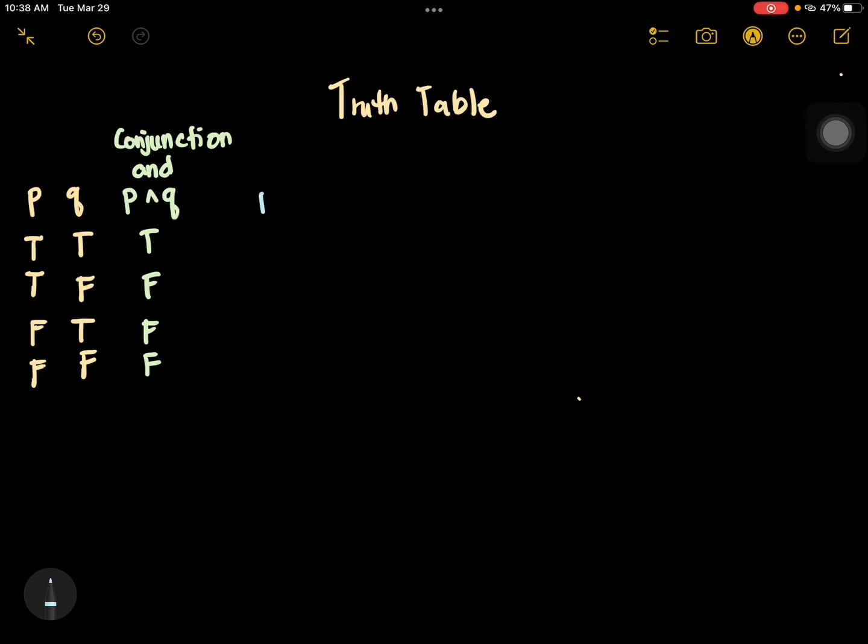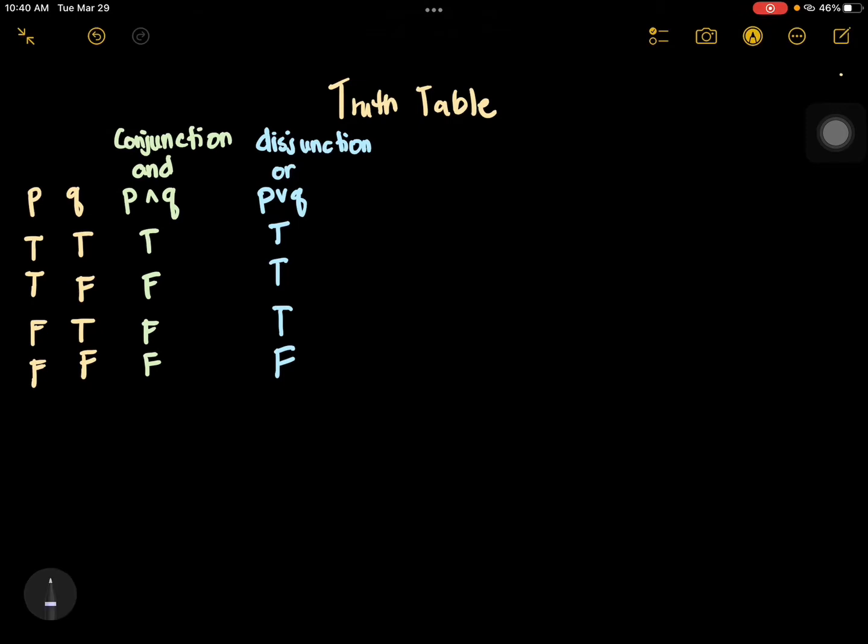Okay, next is P or Q. This is or, which is disjunction. The disjunction of two propositions is false only if each proposition is false. So we have true, true, true, true, false, true. As long as there is a true, the result is true. False, false is false. Okay, so that is disjunction.